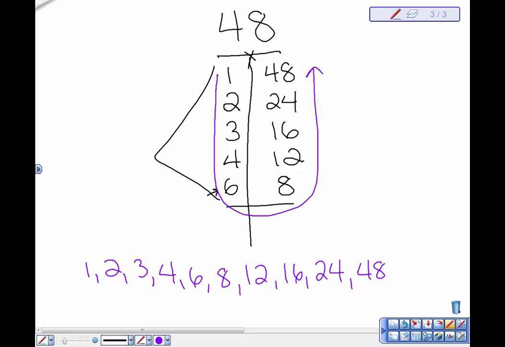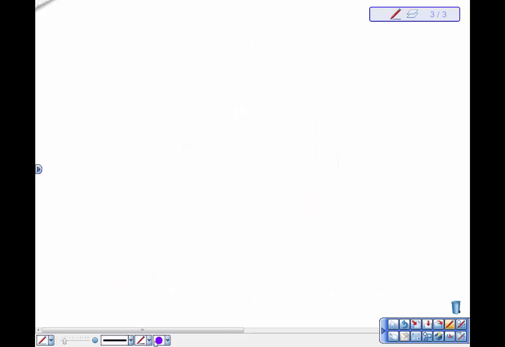Now, you may not have known some of those off the top of your head. You may not have known that 48 divided by 3 equals 16. And that's why it's really helpful to use the divisibility rules. Let's try another one. So let's try to find all of the factors of 30.